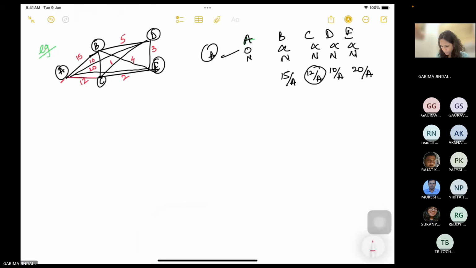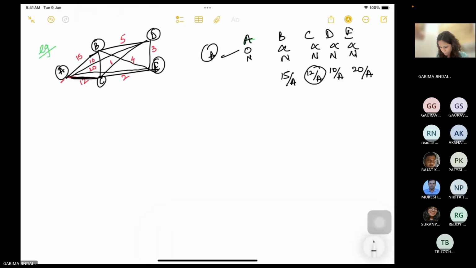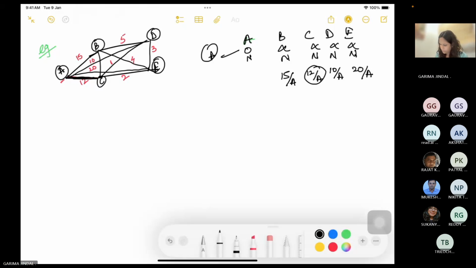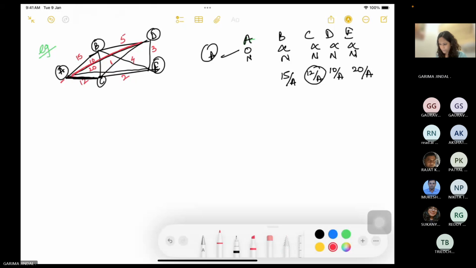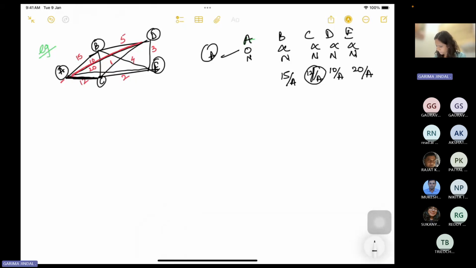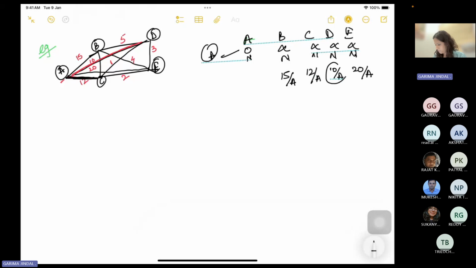To D, D is 10. Okay. So now here D is visited.